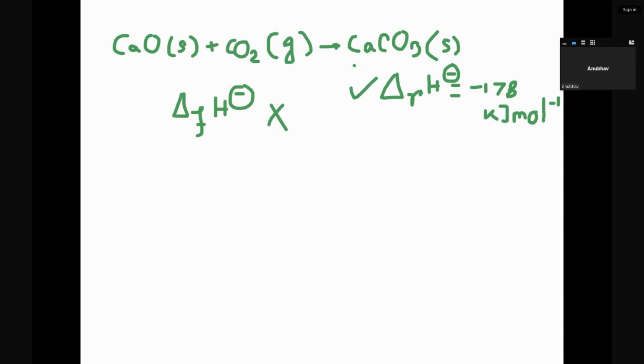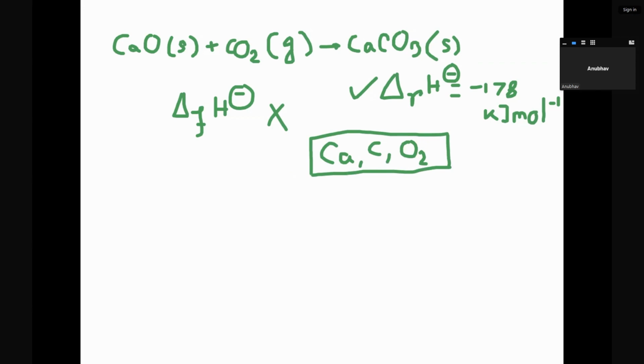But to form calcium carbonate and to have the delta FH minus, we have to have the reaction from calcium, that is solid in its elemental state, carbon in graphite state, and oxygen in its gaseous state. So these 3 components should be present for the standard enthalpy of formation, that is calcium carbonate.